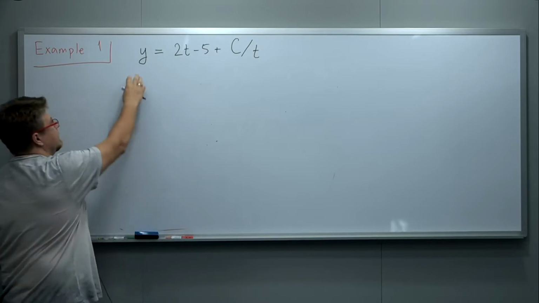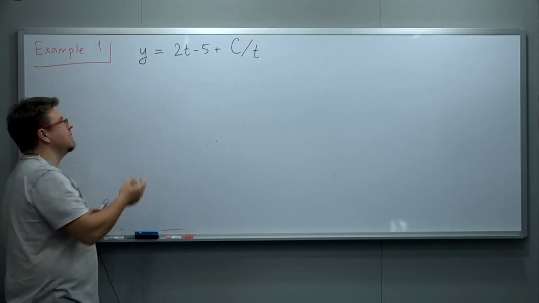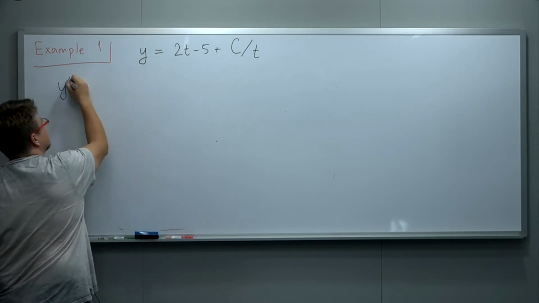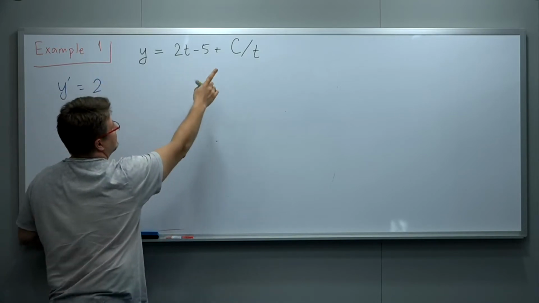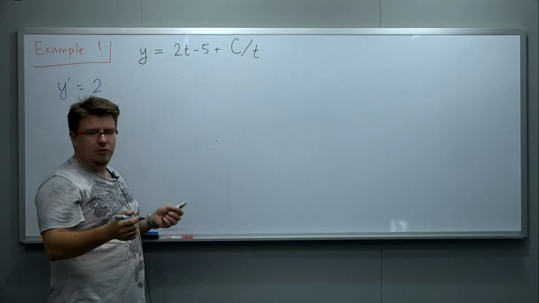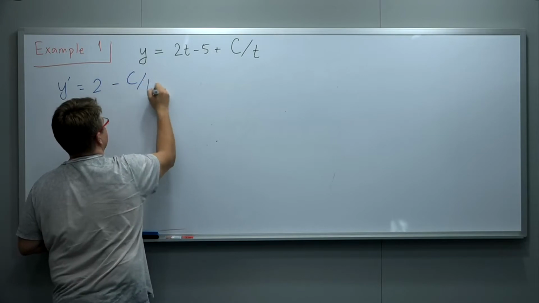Well, if this is y, then a differential equation relates y and y prime. So let's find y prime. y prime is going to be 2, minus 5 derivative is 0, plus c over t. The derivative of 1 over t is negative 1 over t squared. So minus c over t squared.